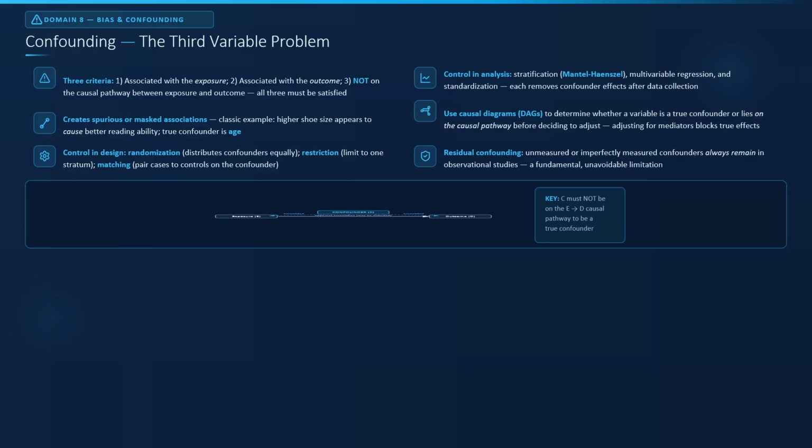Bottom line for epi exams, three criteria, all three required, and C must never be on the E to D pathway.